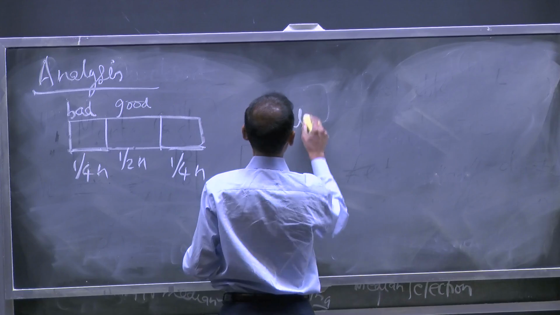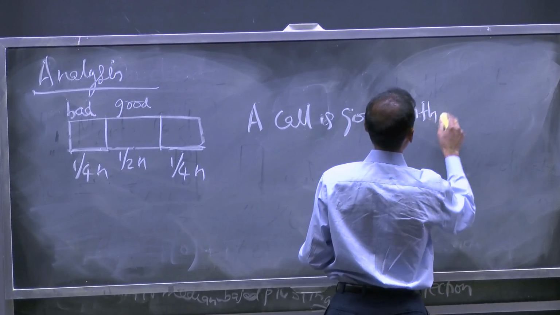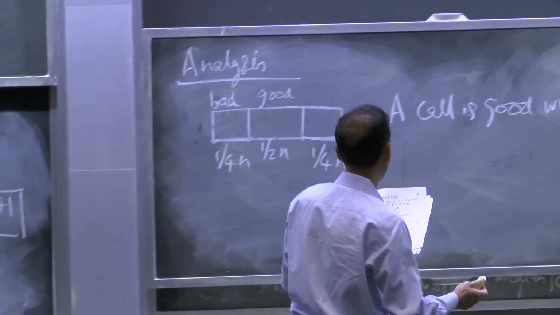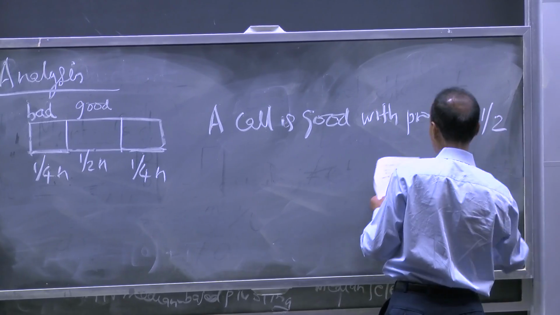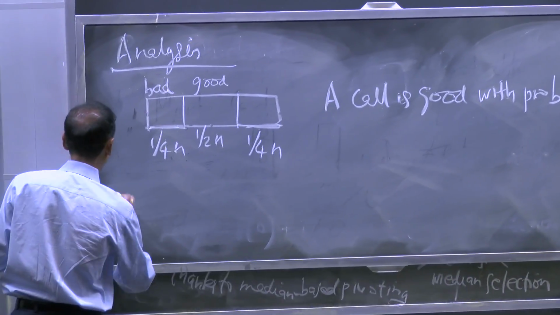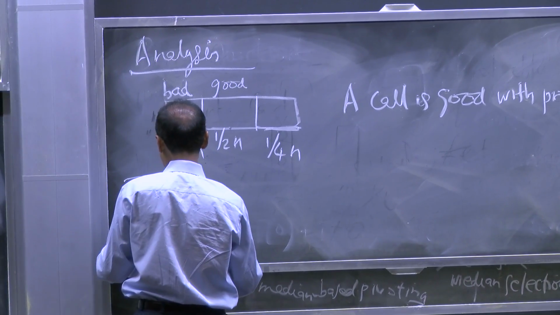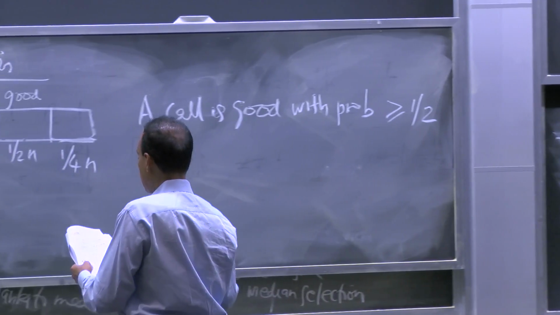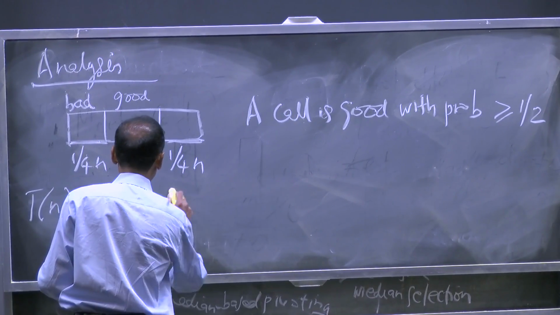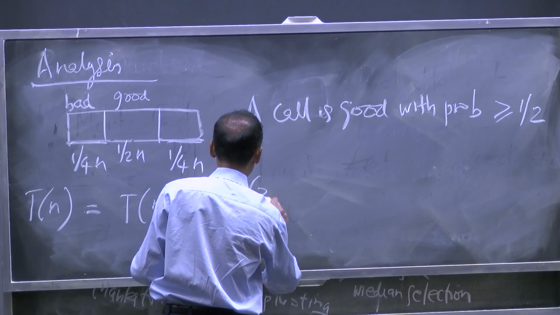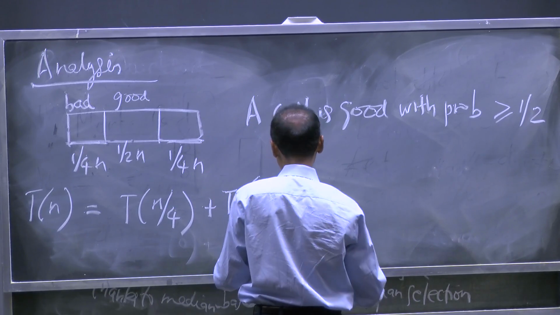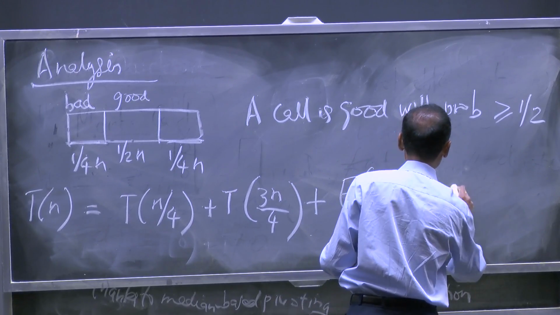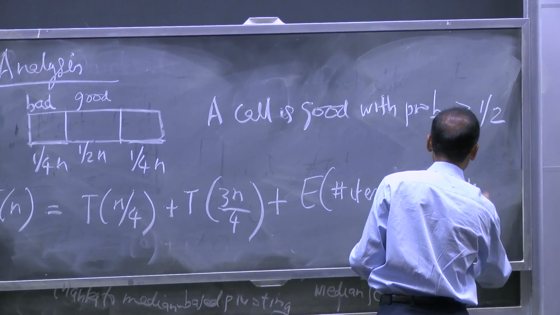So a call is good with what probability? Given that picture, a call is good with what probability? It's greater than or equal to 1/2, right? So, and so what you can now write simply is if T(n) is the time required to sort the array, essentially what you can write is T(n) is T(n/4) plus T(3n/4) plus the expected number of iterations in terms of getting a good partition times C times n.